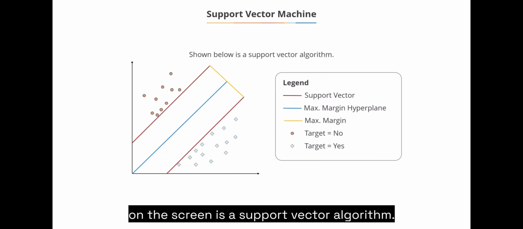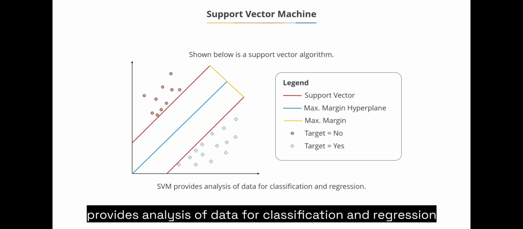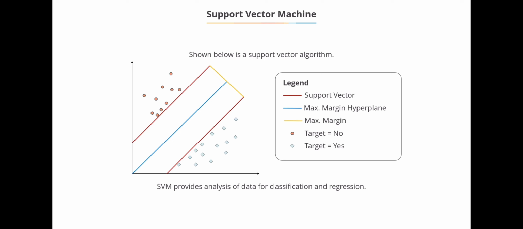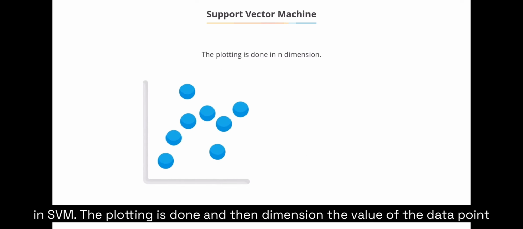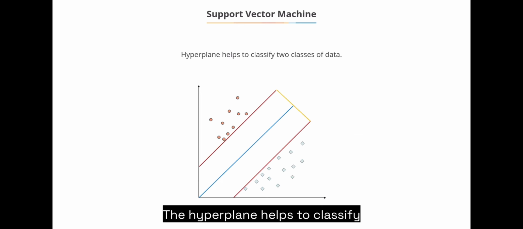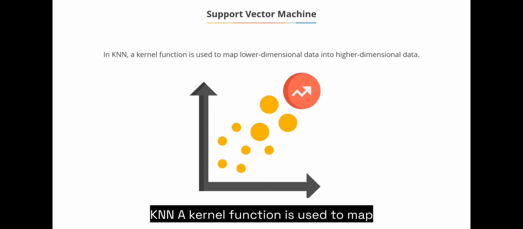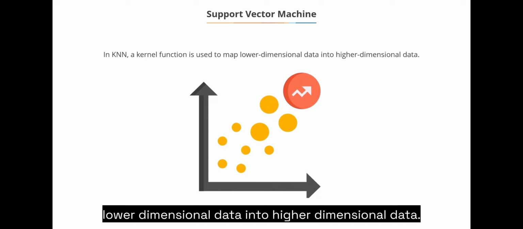On the screen is a support vector algorithm. SVM is a type of algorithm that provides analysis of data for classification and regression. In SVM, the plotting is done in the dimension, and the value of the data point and the value of the coordinate in the dimension are the same. The hyperplane helps to classify two classes of the data. A kernel function is used to map lower dimensional data into higher dimensional data.